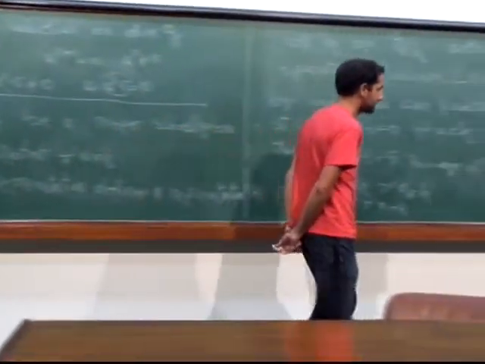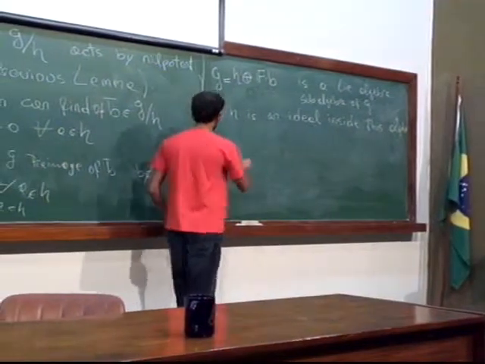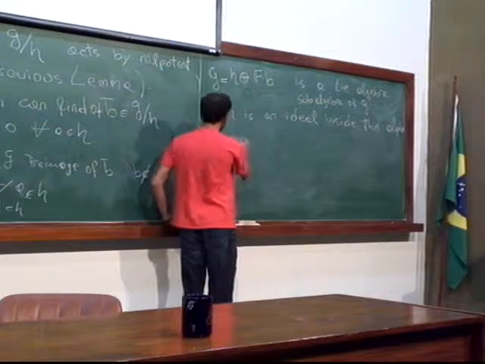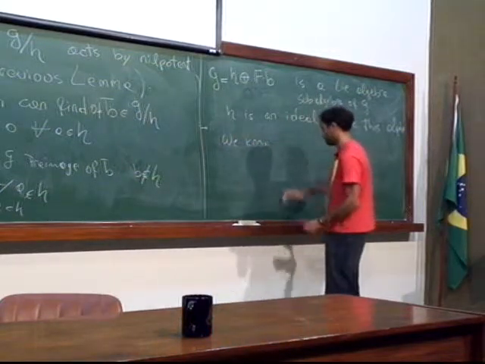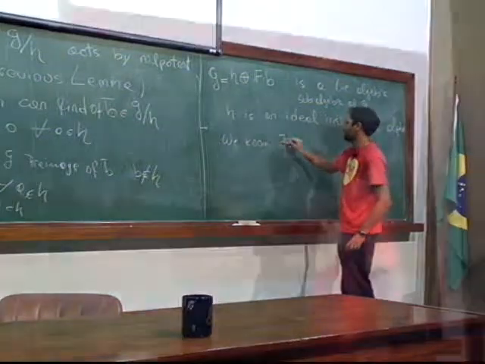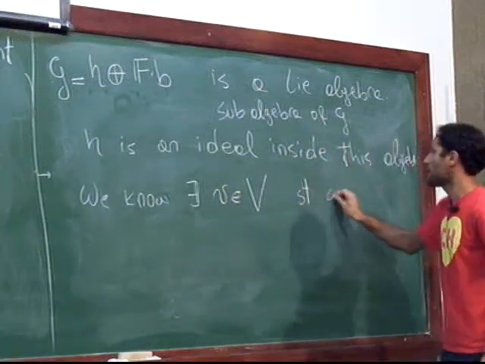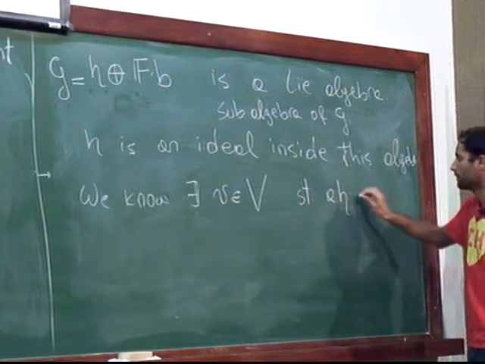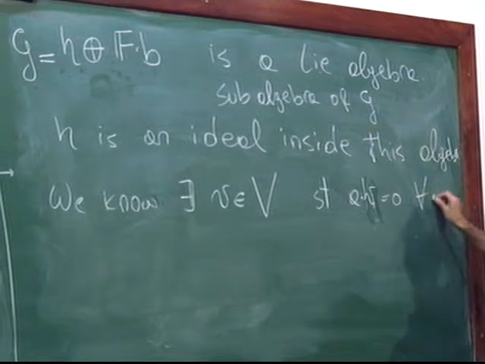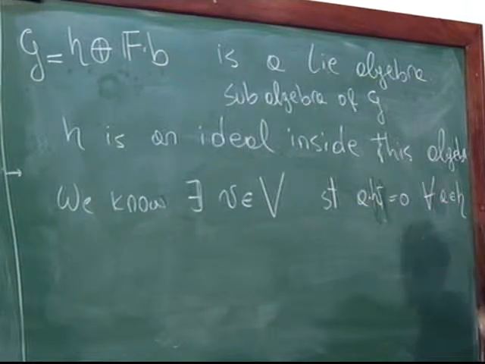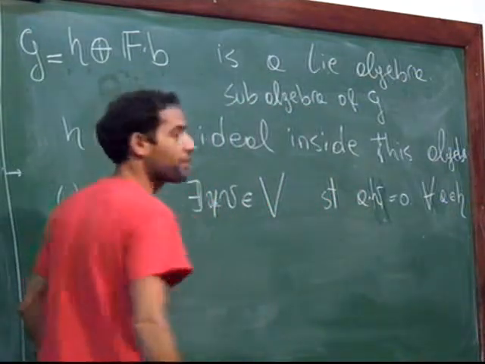I shouldn't have erased that. All right, so now, let's look at, we know, let's write this. We know there are vectors in V such that AV is equal to 0 for every A in H. There are some non-zero vectors just because of the induction hypothesis.